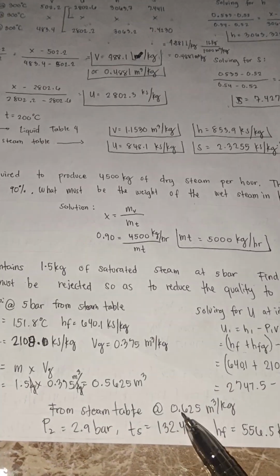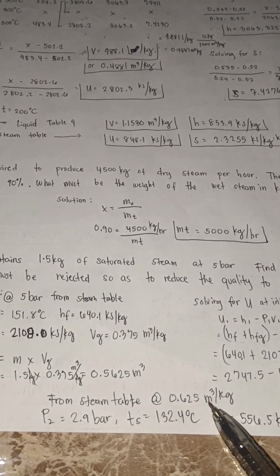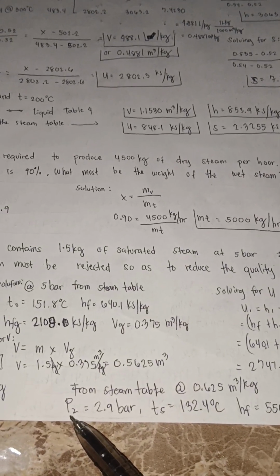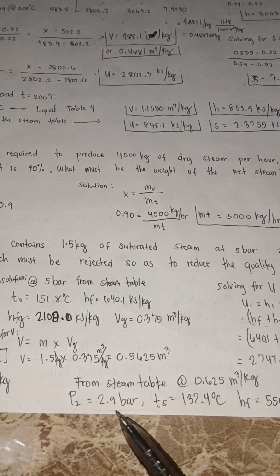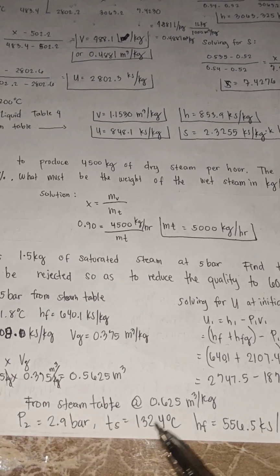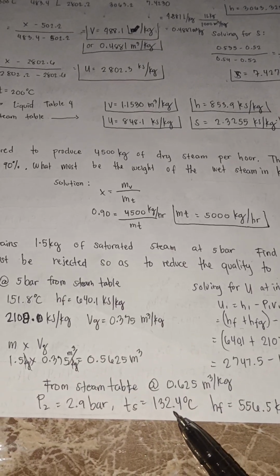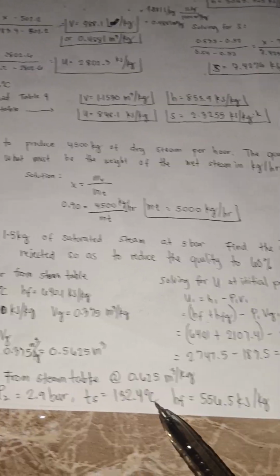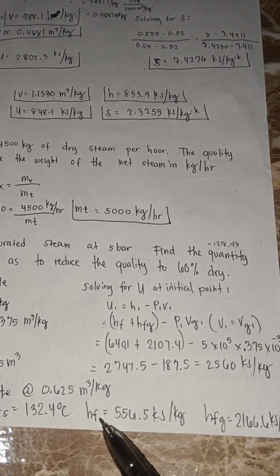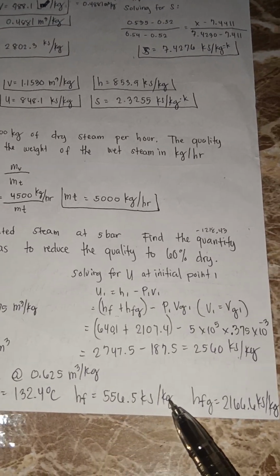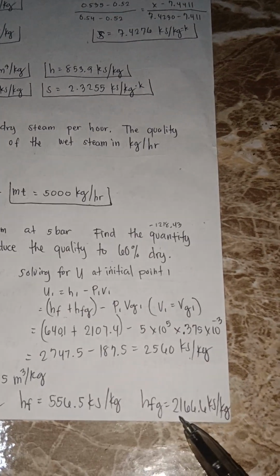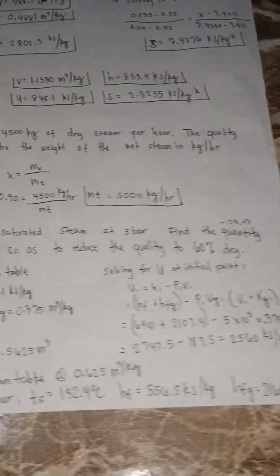From the steam table at 0.625 cubic meter per kilogram at the final pressure of 2.9 bar, the temperature is 132.4 degrees Celsius, and the enthalpy is 556.5 kilojoules per kilogram. The h sub fg is equal to 2166.6 kilojoules per kilogram.